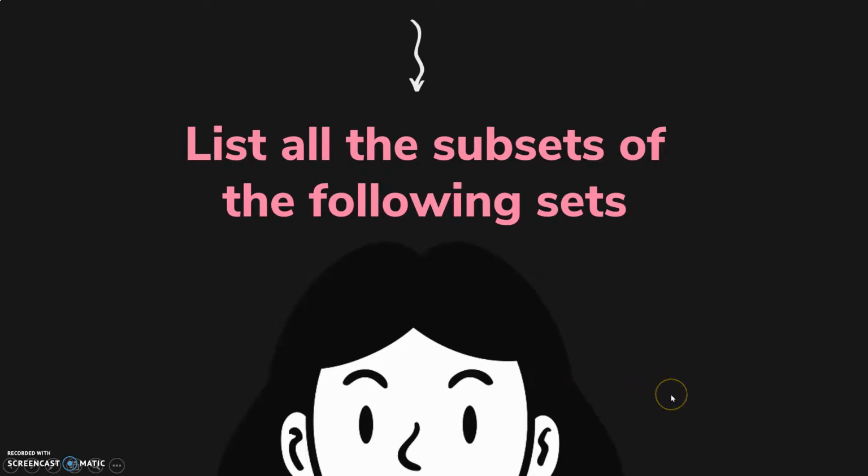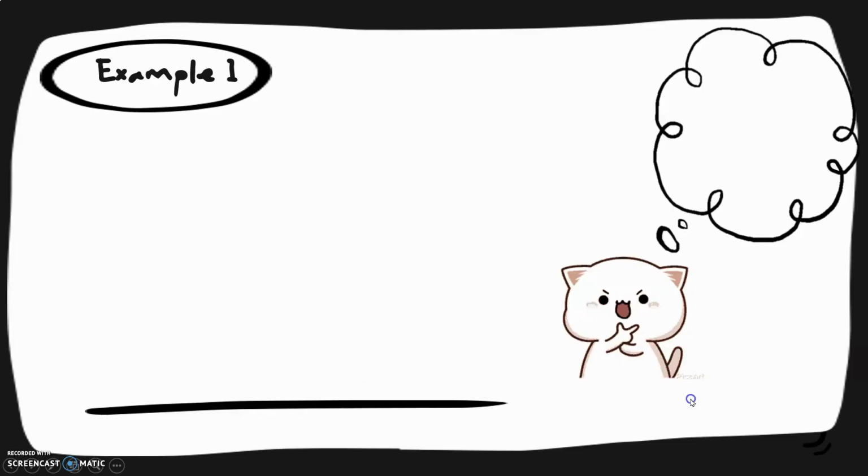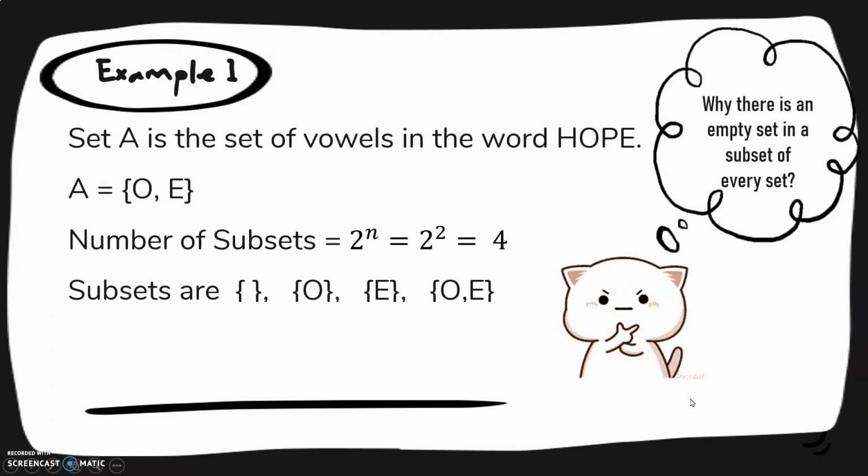Now, list all the subsets of the following sets. I have an example here. But the question would be, why is there an empty set in a subset of every set? For example, set A is the set of vowels in the word hope. What are the vowels in the word hope? We have O and E. That will be set A.